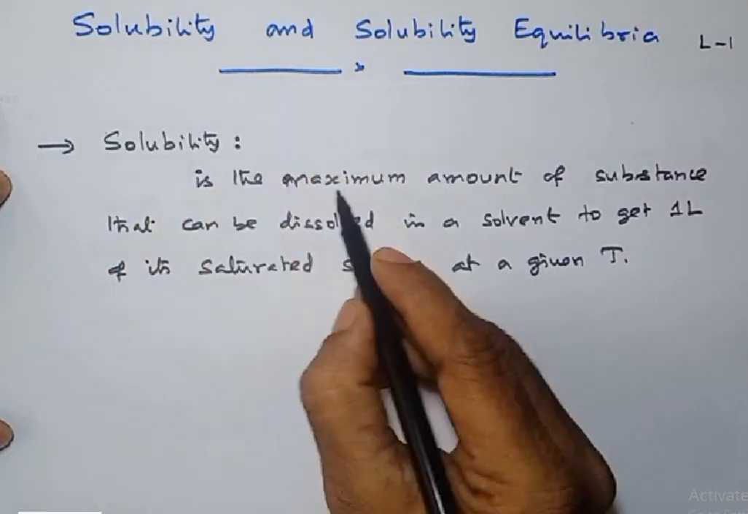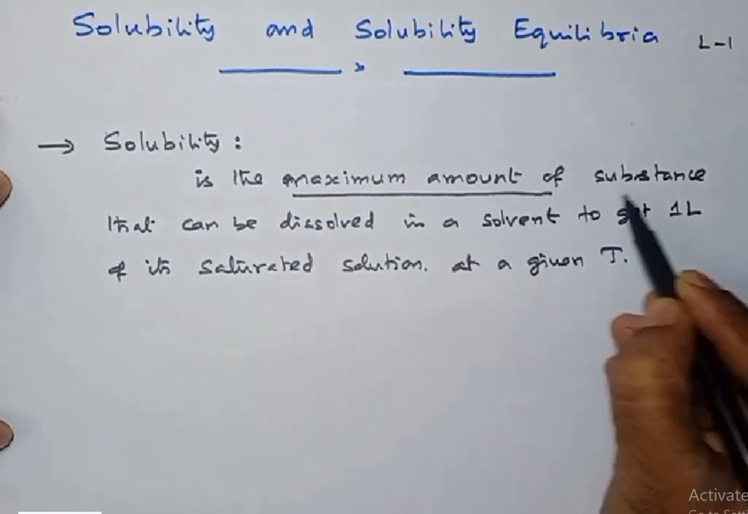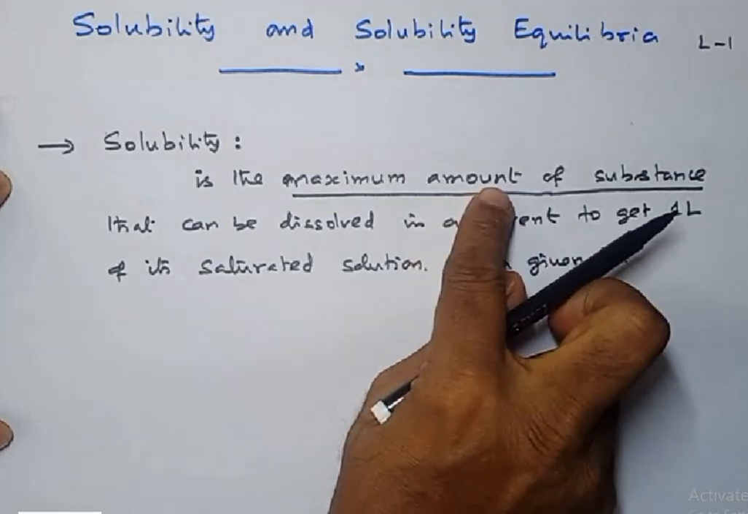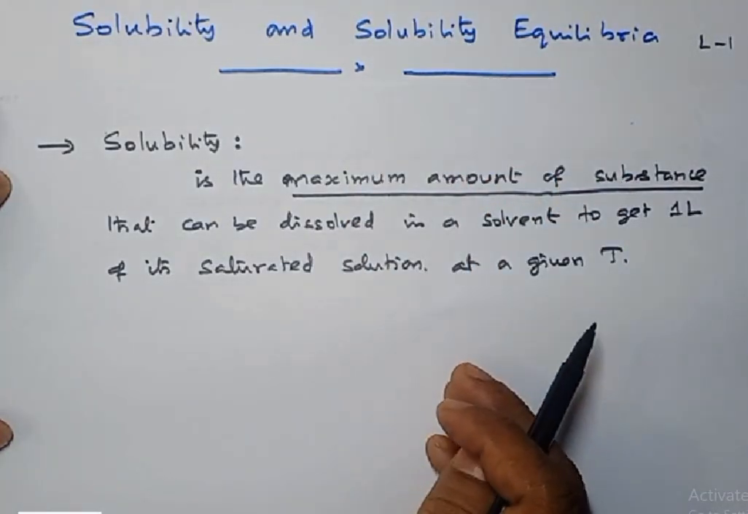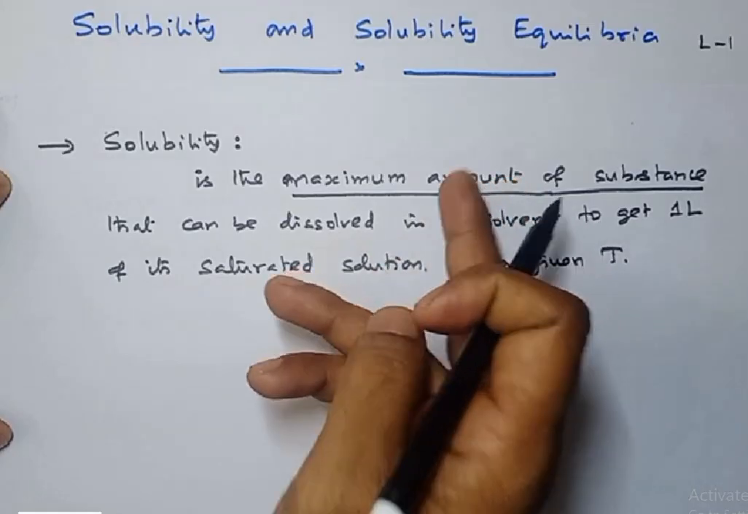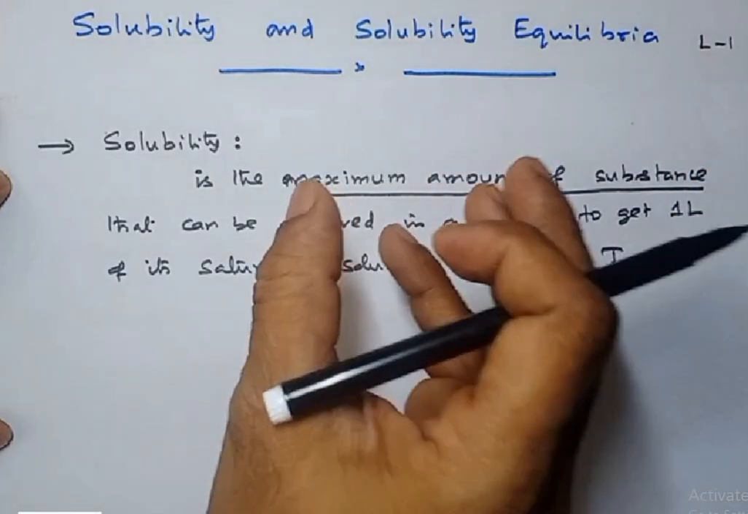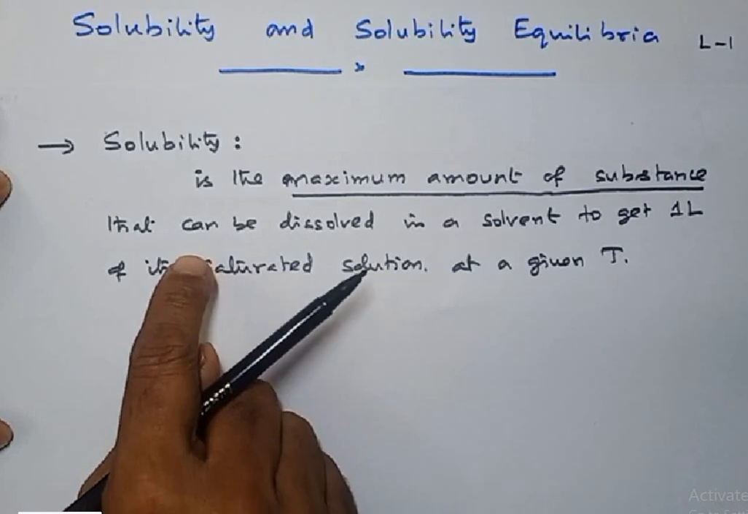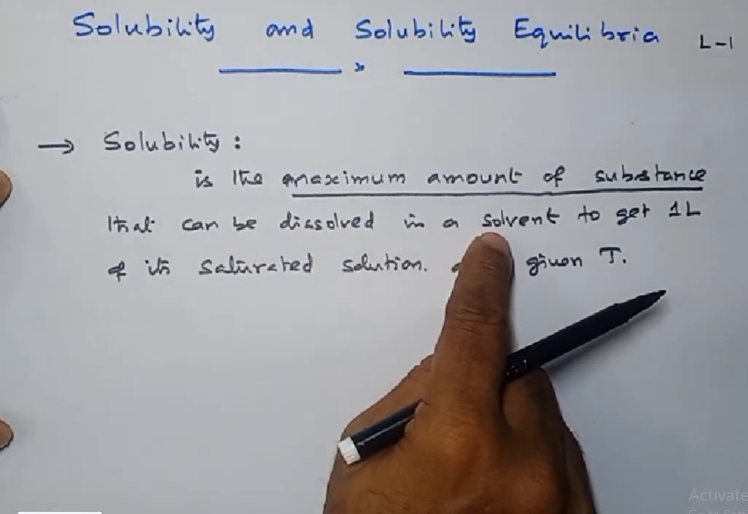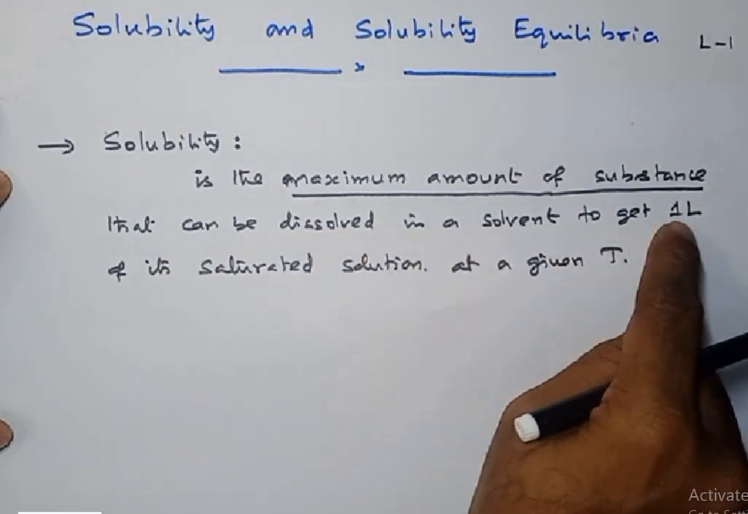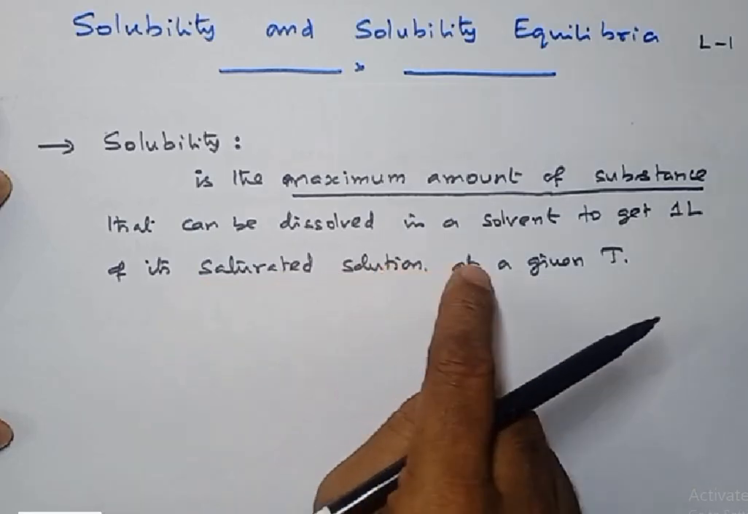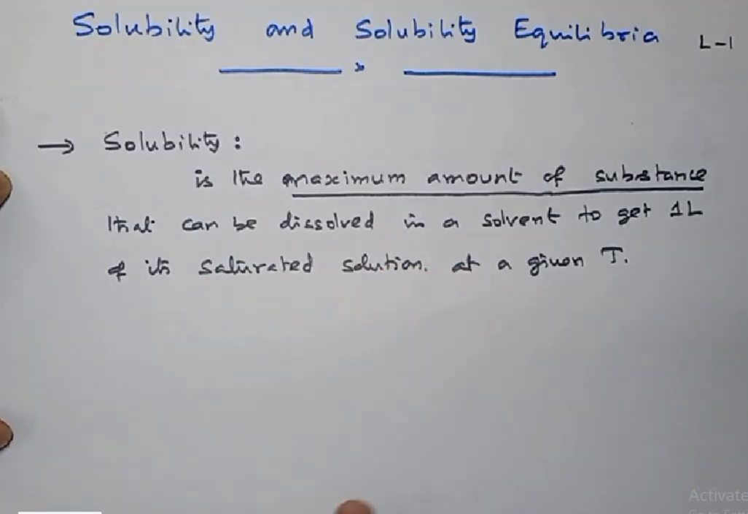I repeat, what is solubility? Solubility is the maximum amount of substance. Okay, amount you can express in gram, or you can also express amount in moles. So it is the maximum amount of substance that can be dissolved in a solvent to get 1 liter of its saturated solution. Okay, at a given temperature.